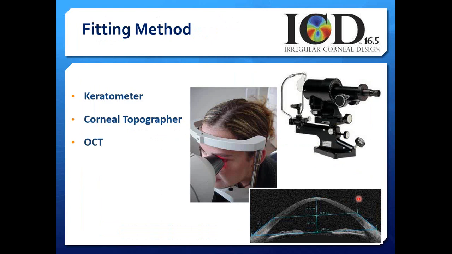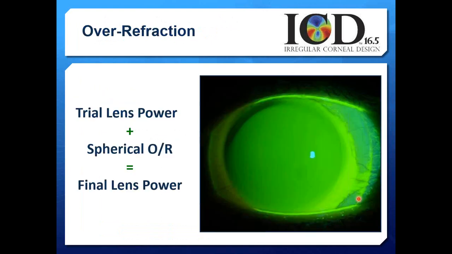You have multiple methods. You can use the keratometer, you can use the topographer, you can even use the OCT. Now, as far as overrefraction over these lenses, simple spherocylinder overrefraction is how you would fit the lens. And generally, a front toric type ICD lens is not required. You can generally get away with spherocylinder overrefraction, and that's usually because most of the irregularity we're dealing with is on the corneal surface, and our scleral lenses, of course, would neutralize that irregularity with lens and fluid.